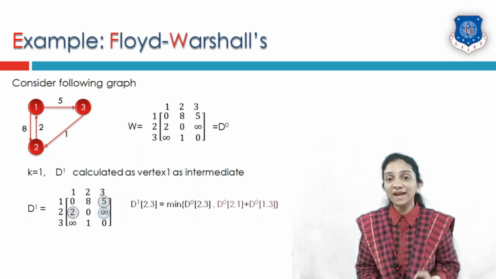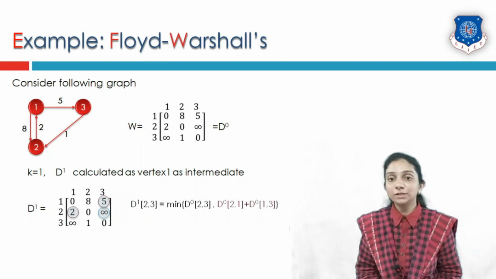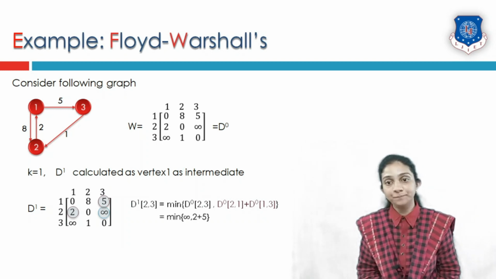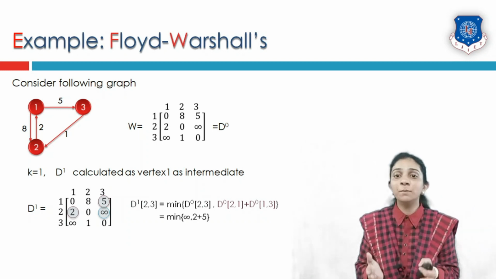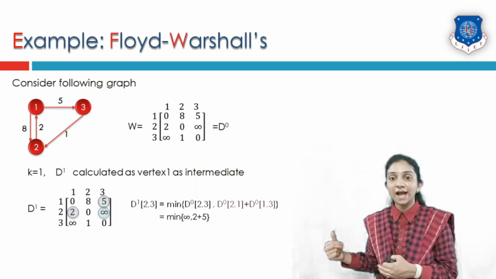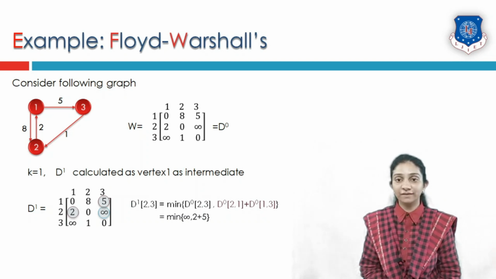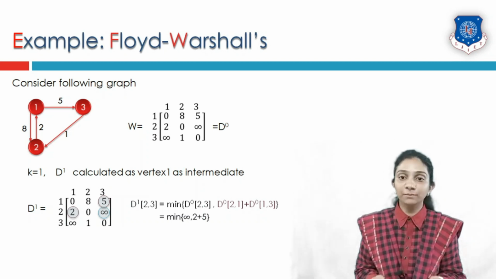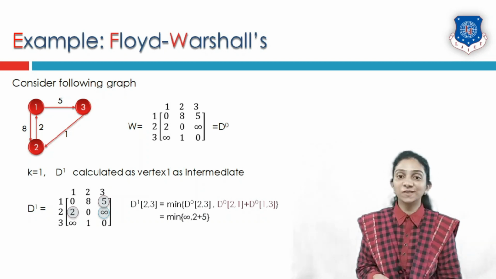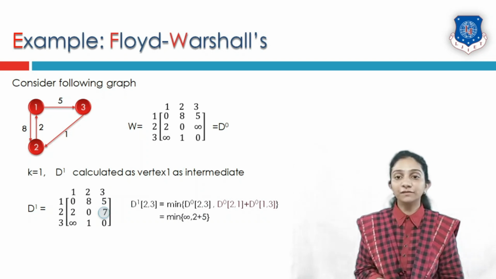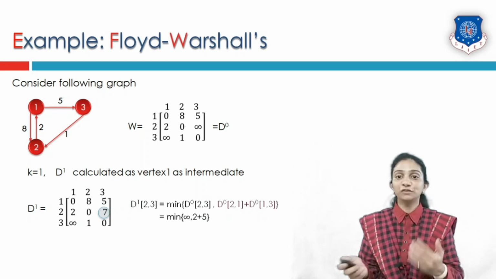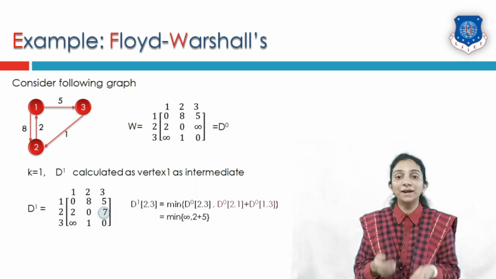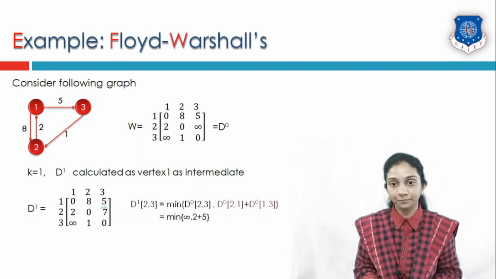The previous value at the particular cell 2, 3 is infinity. So we have to choose the minimum value out of infinity and 2 plus 5. Whatever the minimum value is will be reflected inside the table. Out of these two, 7 is the minimum. So cell 2, 3 is now 7.